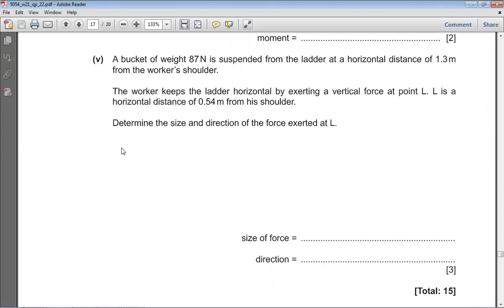He says a bucket of weight 87 Newton is suspended from the ladder at a horizontal distance of 1.3 meter from the worker's shoulder. The worker keeps the ladder horizontal by exerting a vertical force at the point L. L is a horizontal distance of 0.54 meter from his shoulder. Determine the size and direction of the force exerted at L.